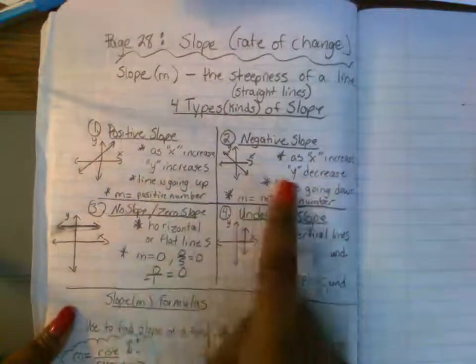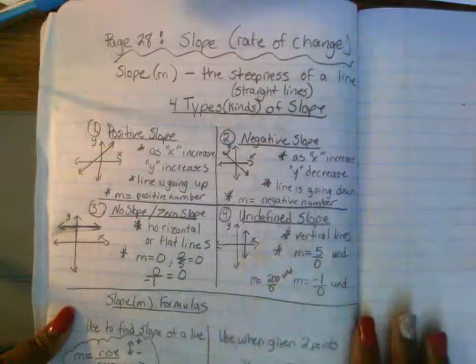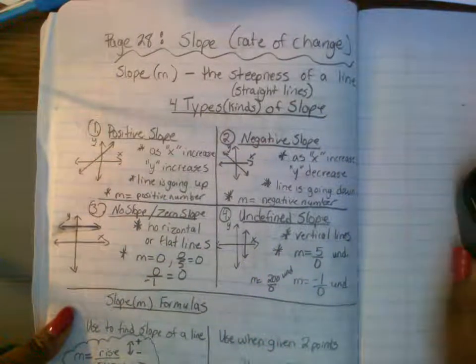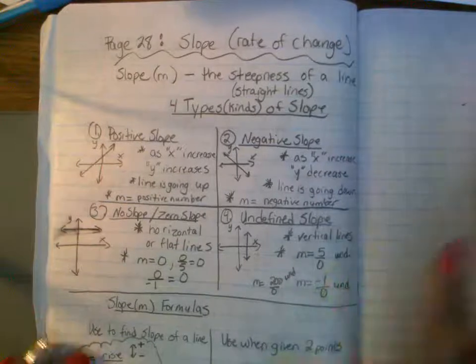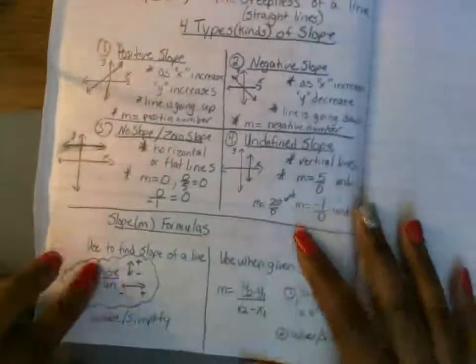Any questions about the four different kinds of slope? I'll pause for the call real quickly. All right, guys, look at this.